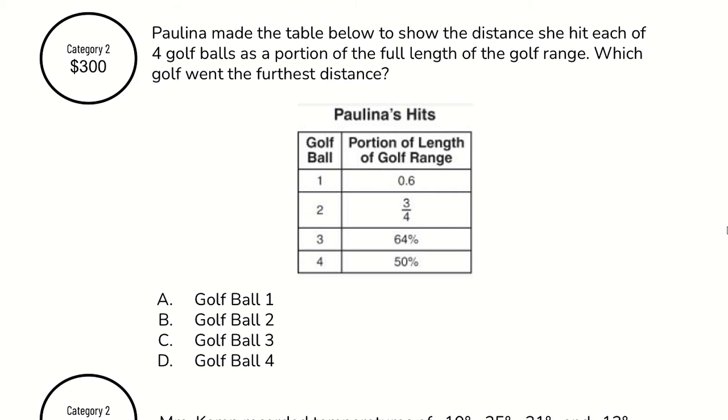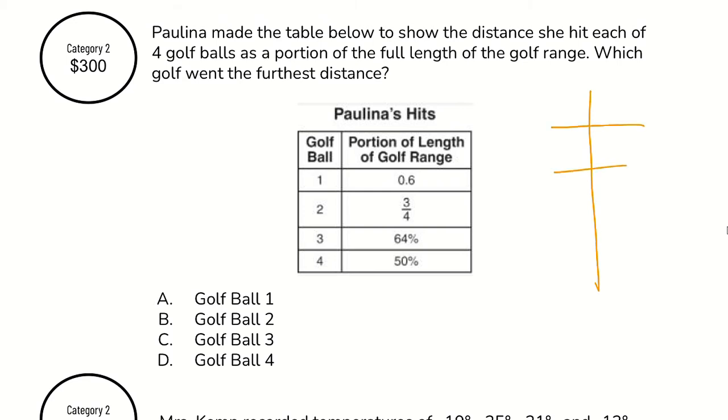Paulina made the table below to show the distance she hit each of the 4 golf balls as a portion of the full length of the golf range. Which golf ball went the furthest distance? Ladder! Yep, that's our strategy, our ladder. So we're going to write it down. We've got 0.6. We've got 3/4. We've got 64%. We've got 50%.